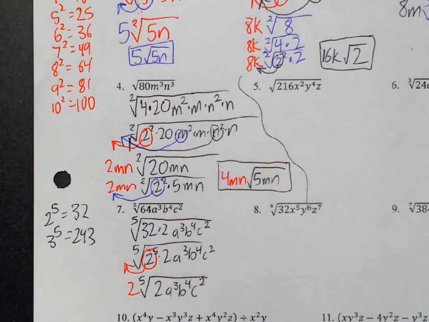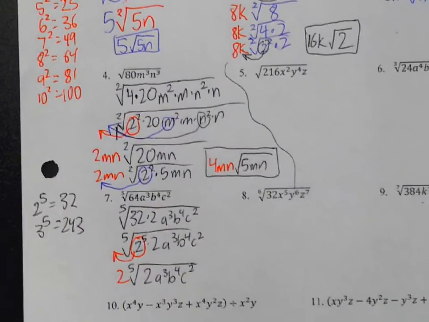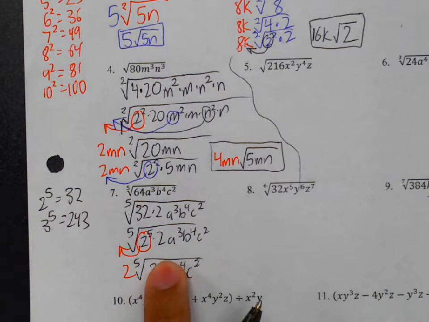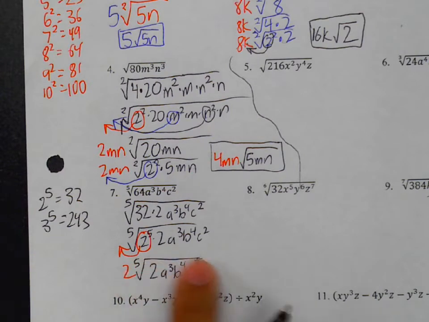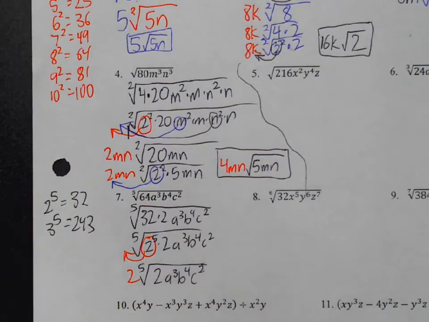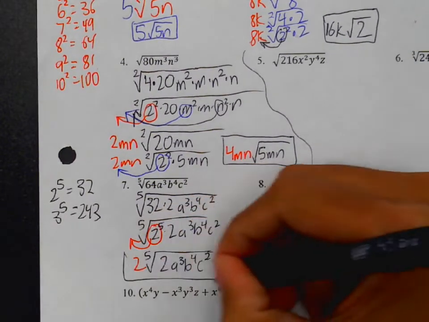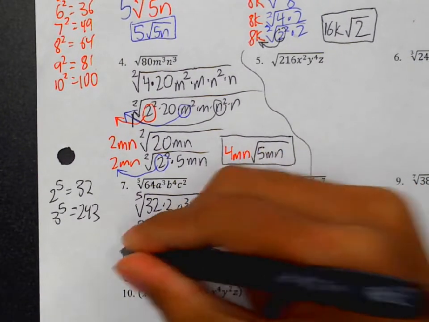Okay, so this time that's all I can do, because the 2 now has an exponent of 1, A has a 3, B has a 4, C has a 2. None of the things inside has enough exponents to match the index. So this would be the fully simplified answer.